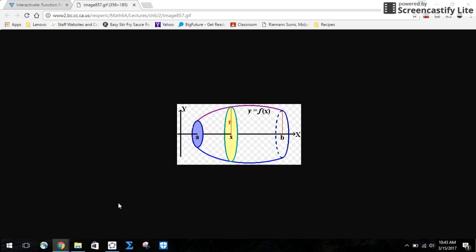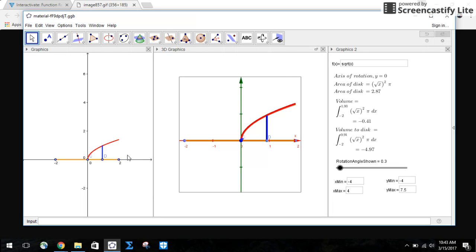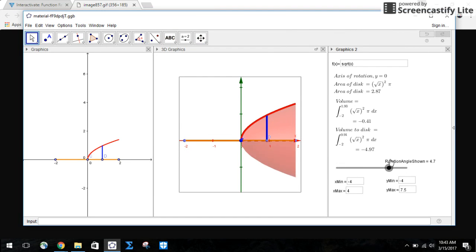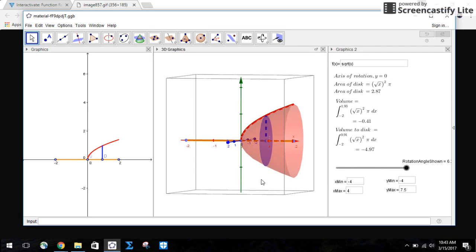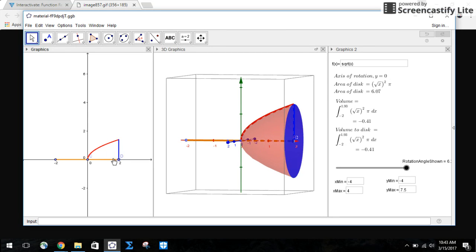The word rotation is important. Now here I'm going to take that square root of x again, and I'm going to rotate it around the x-axis. Here we go. It rotates around. And I'm going to turn this a little bit, and there's that circular shape. Well, imagine if I could take all those circular slices from left to right and add them all up.